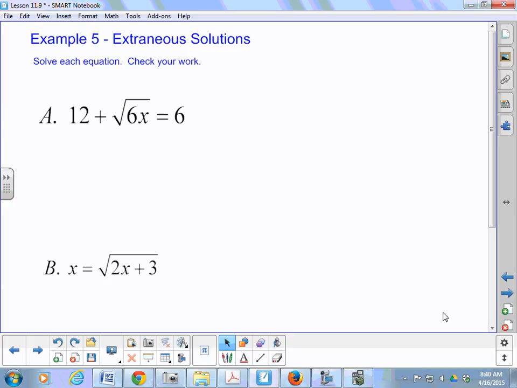So if I take 12 plus a number, it has to be greater, right? If I take 12 and I add to it, can I ever get 6? Absolutely not. Because this says 12 plus some number is equal to 6, there's no way, because the square root of 6x must be a positive number. So let's do the math to prove it. We subtract 12 from both sides because we have to isolate the radical.